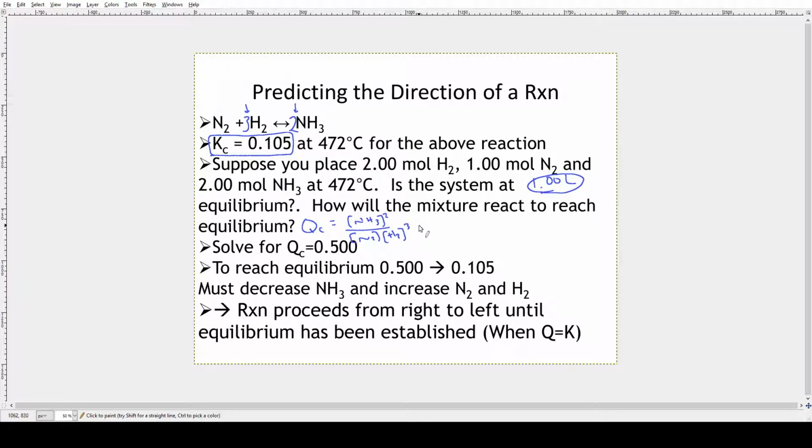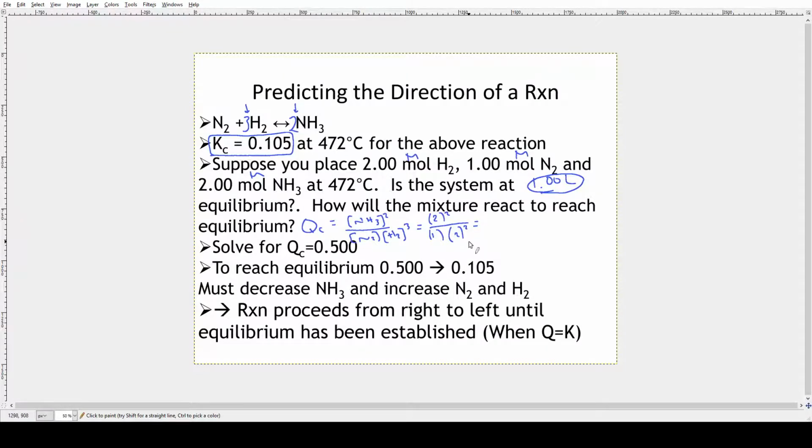All right, so I have that. Now I'm going to plug in my numbers. So since I'm assuming, or I'm telling you to assume, that we have 1 liter of solution, then all of these are going to be the same as their molarity. So this will be 2 molarity, 1 molarity, 2 molarity. So I'll plug them in now. I have 2 molarity of NH3 squared over N2. What's that? 1 molarity, and H2 is 2, but that one is squared.